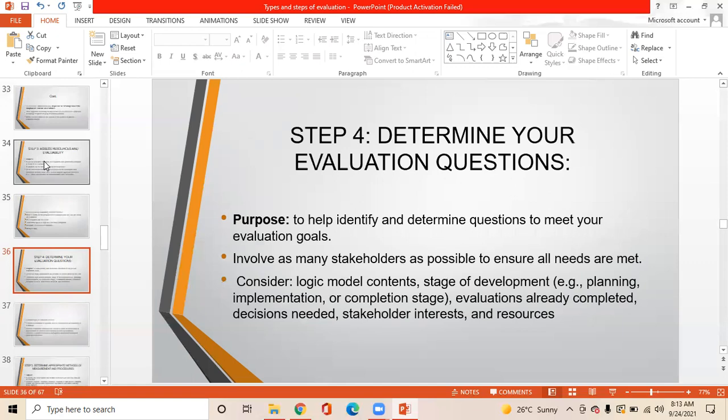Fifth step is determine your evaluation questions. Purpose is to help identify and determine questions to meet your evaluation goals. It involves as many stakeholders as possible to ensure all needs are met. Consider logic model content, stage of development, for example, planning, implementation, or completion stage, evaluations already completed, decisions needed, stakeholders' interests, and resources.